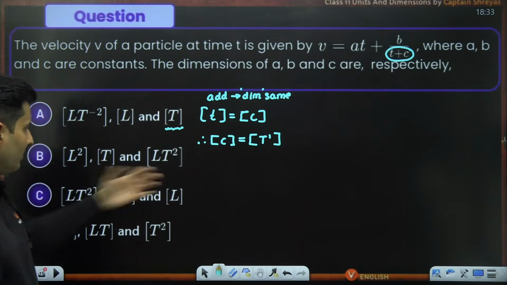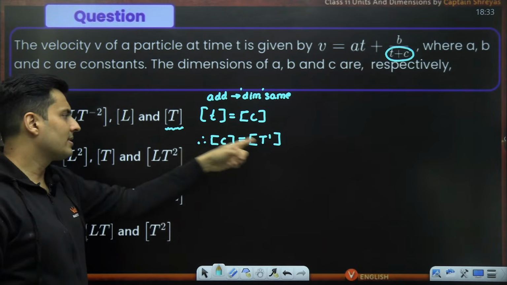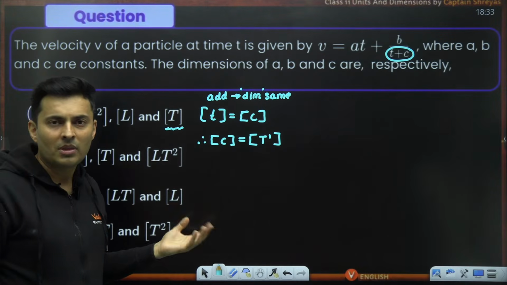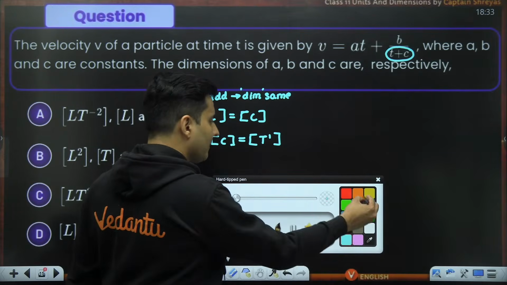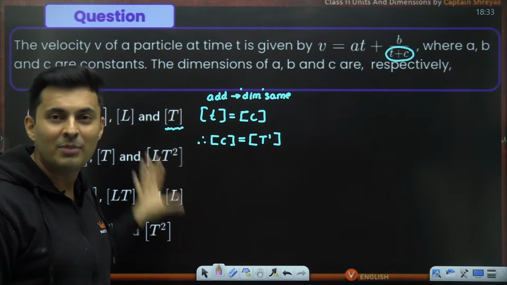Do you understand that? By chance, this is by luck. But let's say C is T is there in 2 or 3 options, then I have no other choice but to solve it properly. And as a teacher, as a class, we should actually solve it properly, not just eliminate. So this is what I mean by elimination.